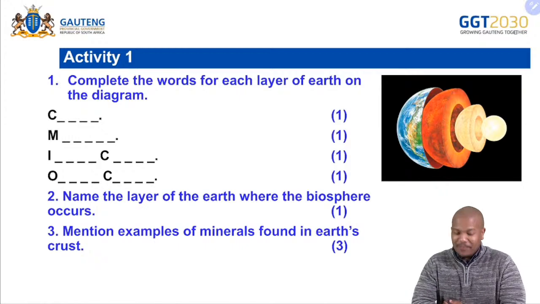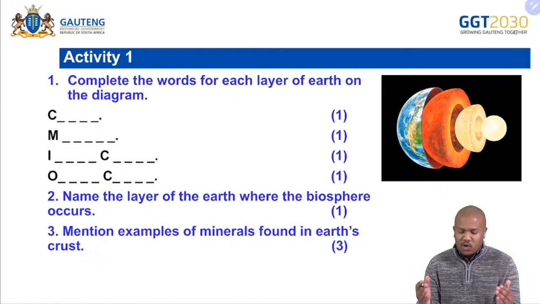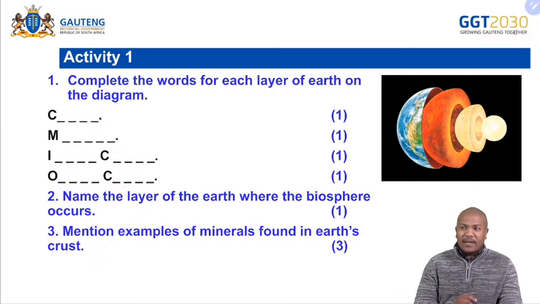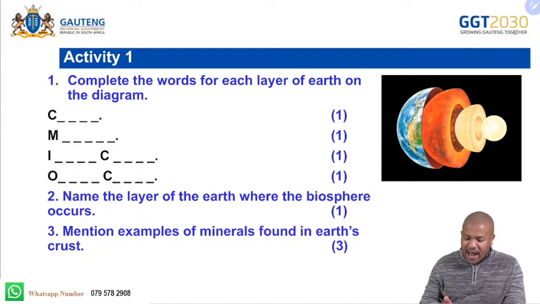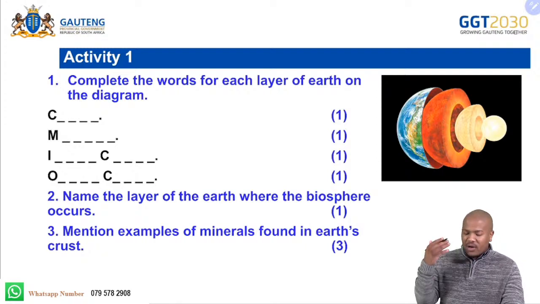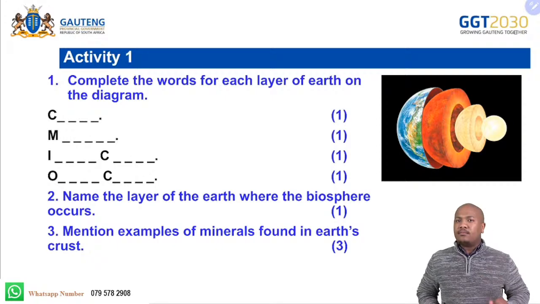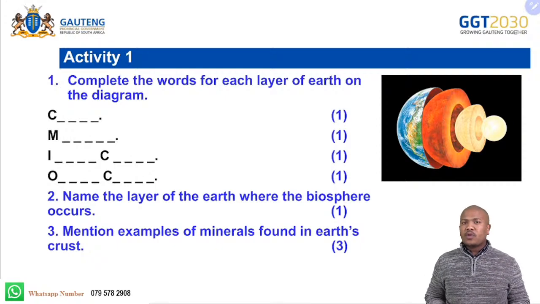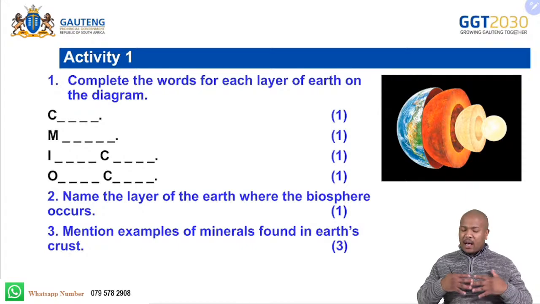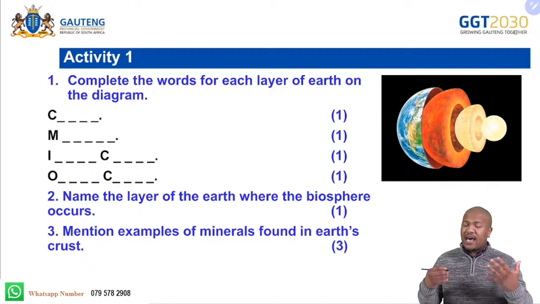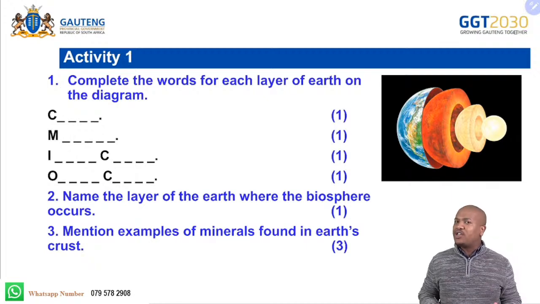Welcome back, grade 9s. Now, let's see what you were required to do. Number one, you were required to complete the words for each layer of the Earth on the diagram, and the letters are C, I, C, O, C. Number two, you have to name the layer of the Earth where the biosphere occurs. For number three, you had to mention examples of minerals found in the Earth's crust. Now let's look at the solutions.